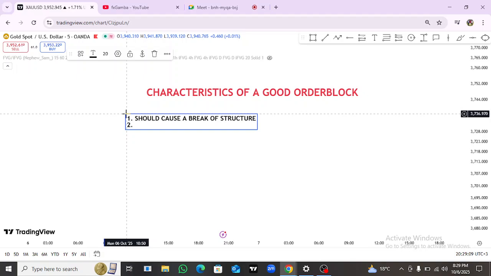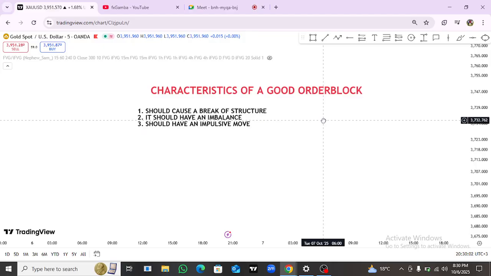Number two, it should have an imbalance. Number three, and lastly, it should show signs of, should have an impulsive move. So these are characteristics of a good order block. So what do I mean by each and every one?